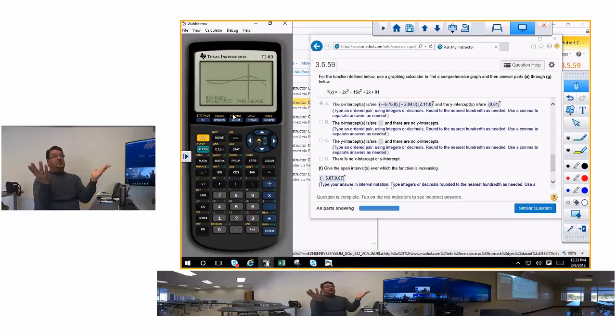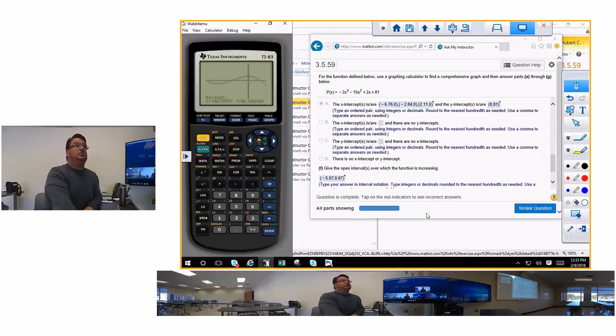As far as the range, it's negative infinity to positive infinity because the domain is negative infinity to positive infinity, which is all real numbers, and your range is going to be all real numbers because you don't have a radical and you don't have a denominator.